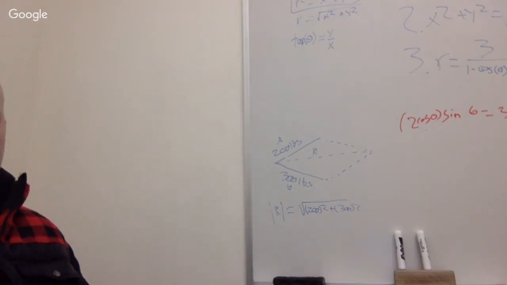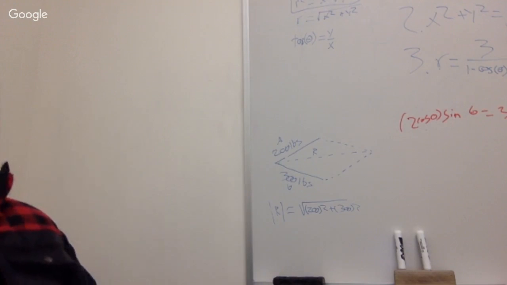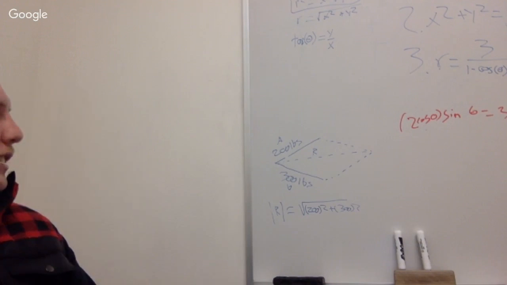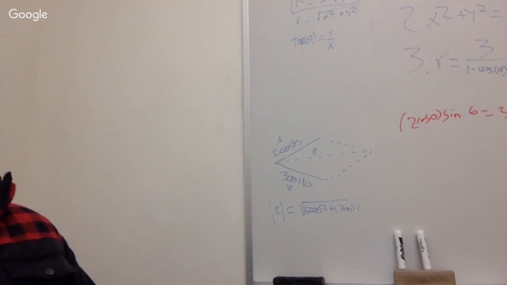Because once you find the magnitude, the rest is easy. Yeah, you find the magnitude, then you can find the angle. So then it wants you to find the angle between those two other angles, right? Yeah.